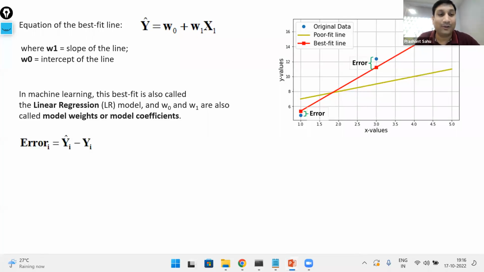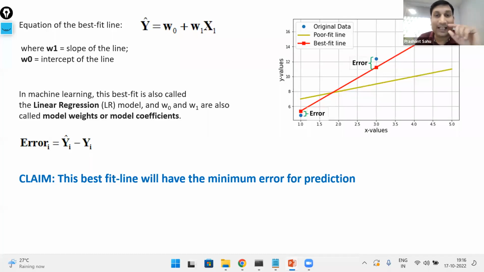Fine. So as I just now mentioned, we'll be getting some error from the model. Error from the model is nothing but the predicted values from the model. You can see the predicted values from the model. These are my predicted values from the model, and this is your actual value. So predicted value minus the actual value is your error term. Now my claim is this best fit line will have the minimum error.